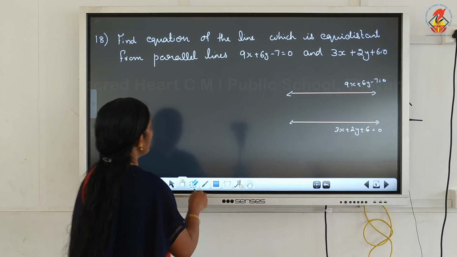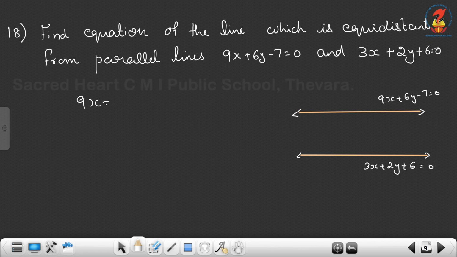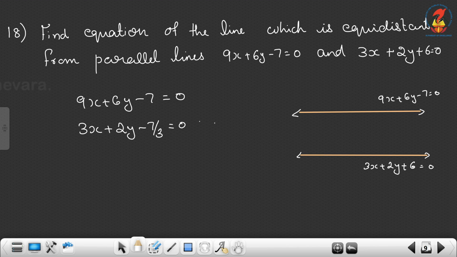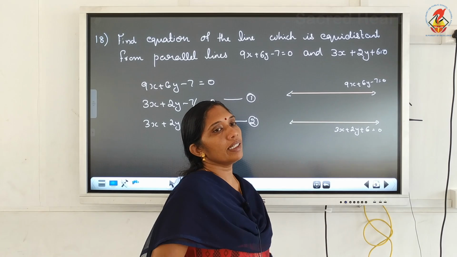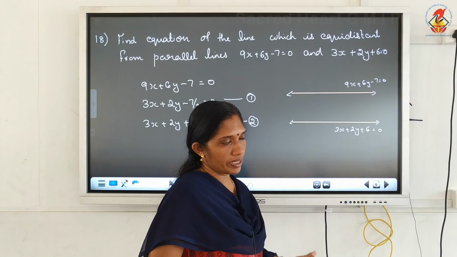So, the first equation, 9x + 6y - 7 = 0, we can divide by 3. So, 3x + 2y - 7/3 = 0. Let it be equation number 1. Now, the second equation is 3x + 2y + 6 = 0, equation 2. Now, we have to write the equation of another line which is equidistant from these.